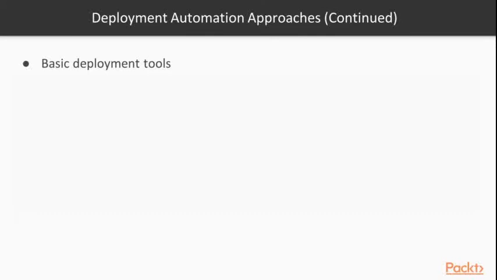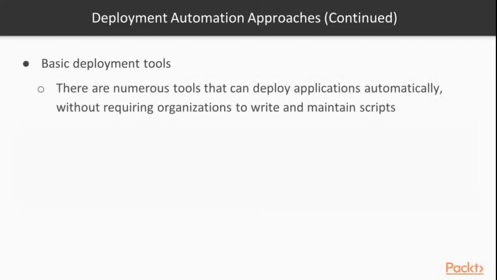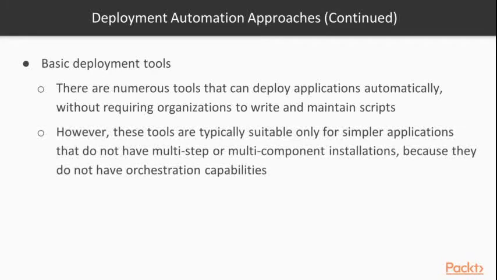The third approach to automation of deployment tasks in continuous integration is basic deployment tools. There are numerous tools that can deploy applications automatically without requiring the organization to write and maintain scripts. However, these tools are typically suitable only for simple applications that do not have multi-step or multi-component installation, because they do not have orchestration capabilities.